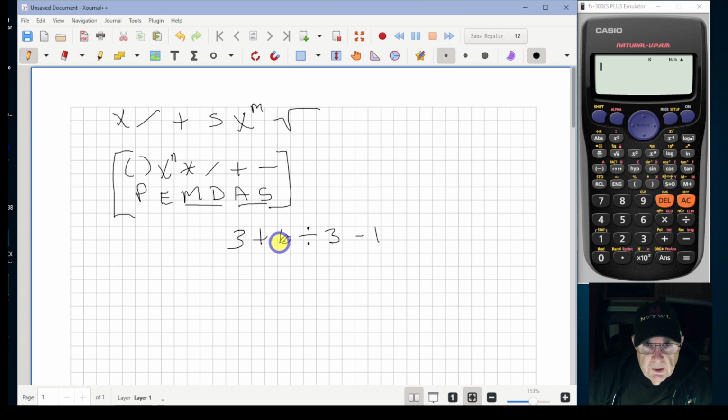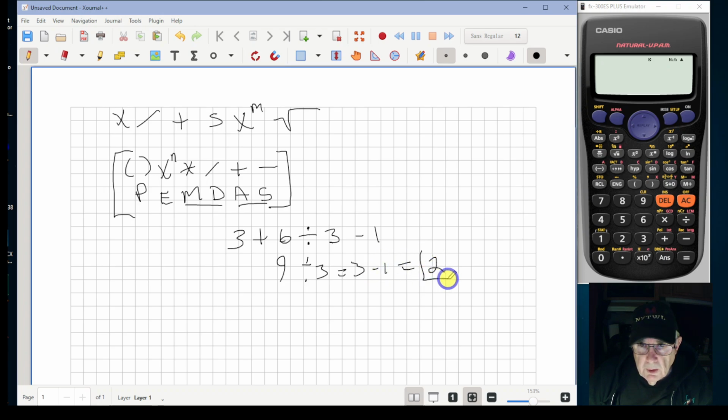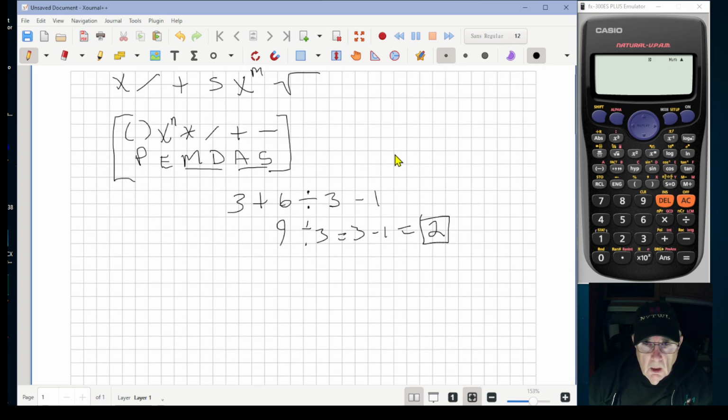Now, street smarts might just say, okay, well, let's just start at the left and go to the right. So we get 3 plus 6 is 9. So we get 9 divided by 3. That equals 3 minus 1. So we get a grand total of 2. Now, that's certainly an answer. Is it the correct answer? Well, according to the order of operations, there runs a pretty high risk that it's not.